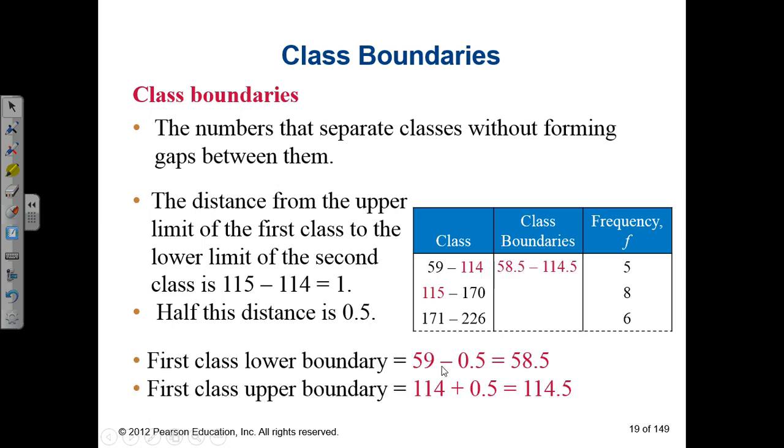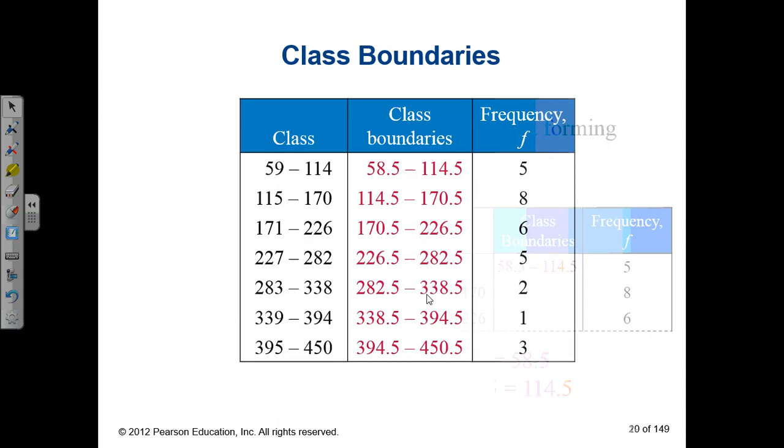For example, 59 minus 0.5 is 58.5. 114 plus 0.5 is 114.5. When we subtract 0.5 from 115, we will get 114.5. Now my classes will be touching. So here are the class boundaries for our example.